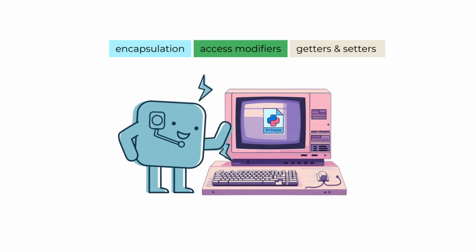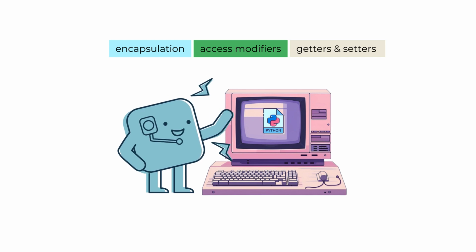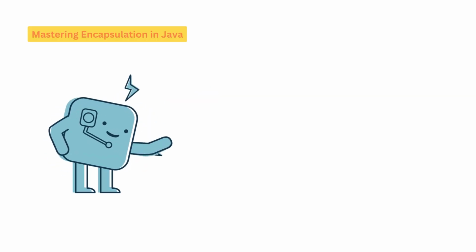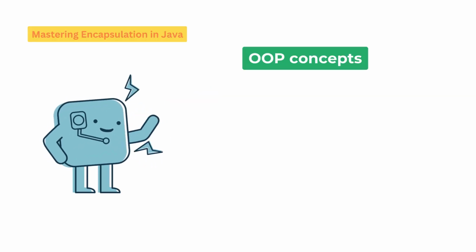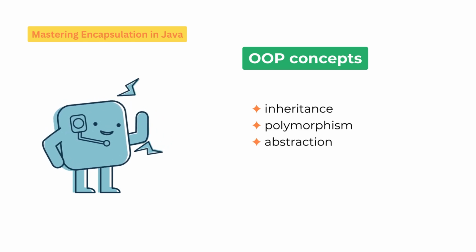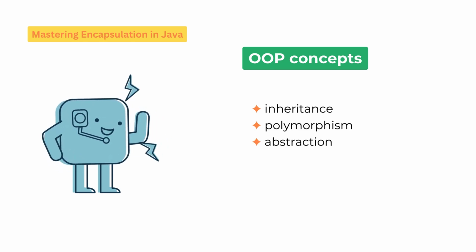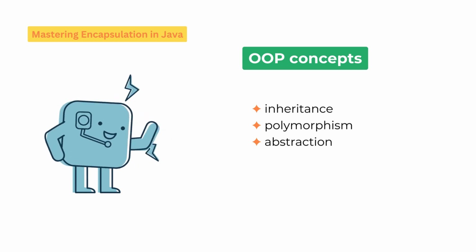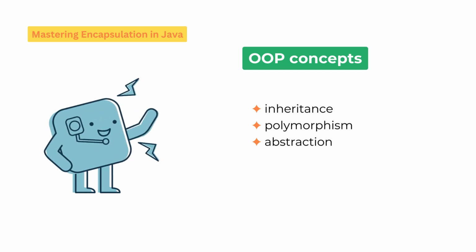Before we begin, let's understand what encapsulation is all about. Encapsulation is one of the four fundamental OOP concepts, along with inheritance, polymorphism, and abstraction. It refers to the bundling of data with the methods that operate on that data, or simply, it's the mechanism that binds together the code and the data it manipulates.